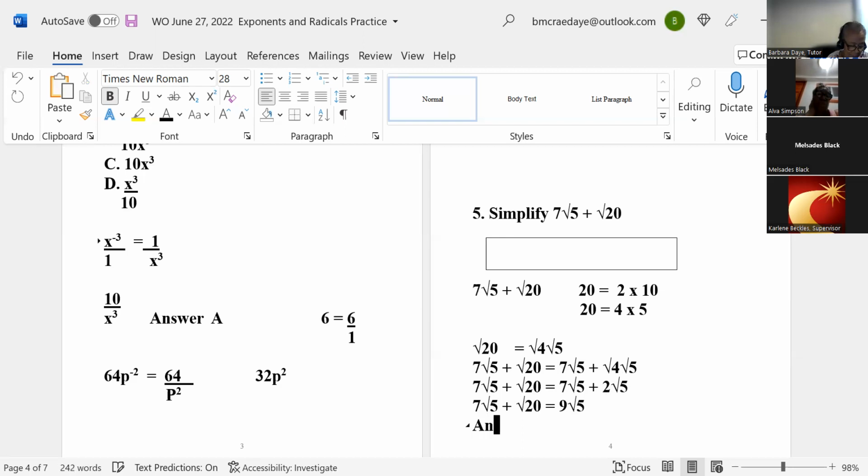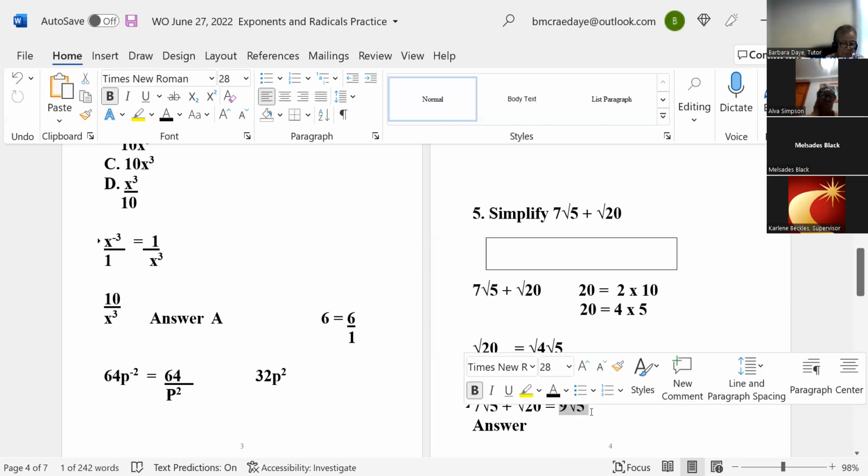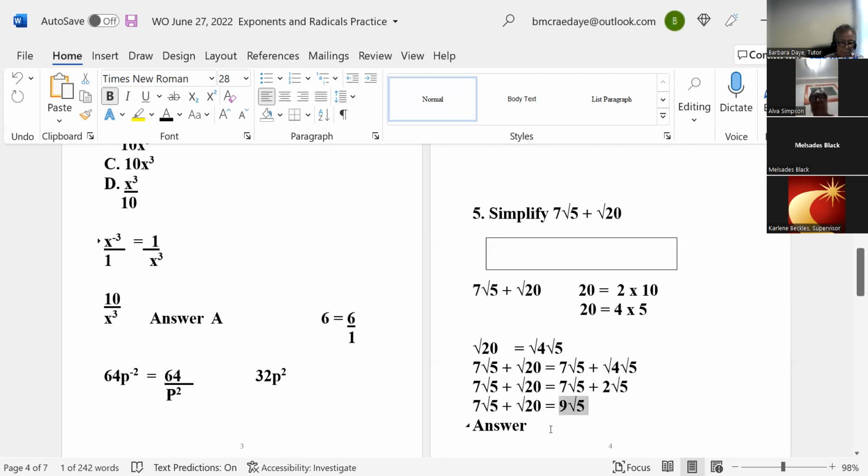Miss, this one is hard, miss. Answer: 9 times square root of 5. Any questions? Miss, this one is hard. Can you come another time, Miss Bob? I really have to do more of this one. What's the problem? I didn't know you have to stretch this one out so much.